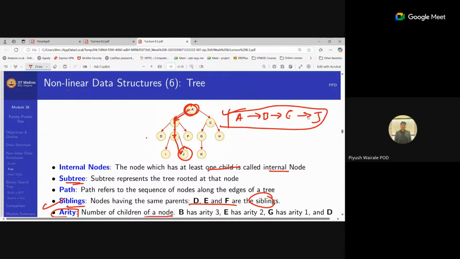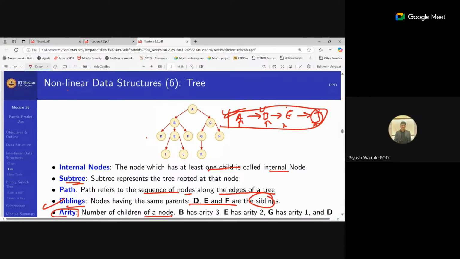If I want to go to J from A, this is basically a path, you can say, of nodes, right? So path refers to a sequence of nodes along the edges of a tree. So you can see the sequence of nodes I have visited to reach that particular node J. First I have visited A, then B, then E, and then J, like that. Okay.